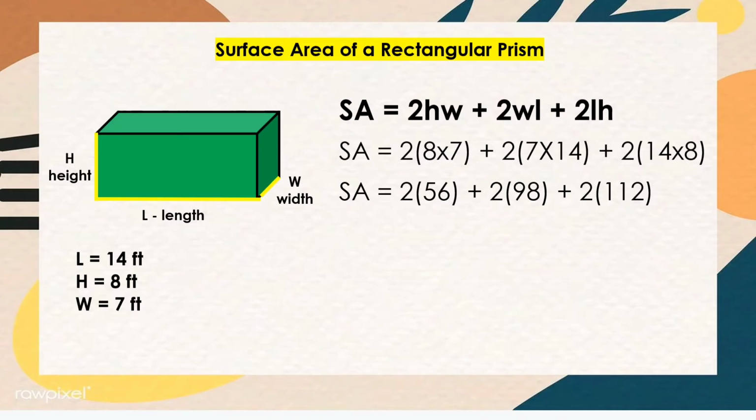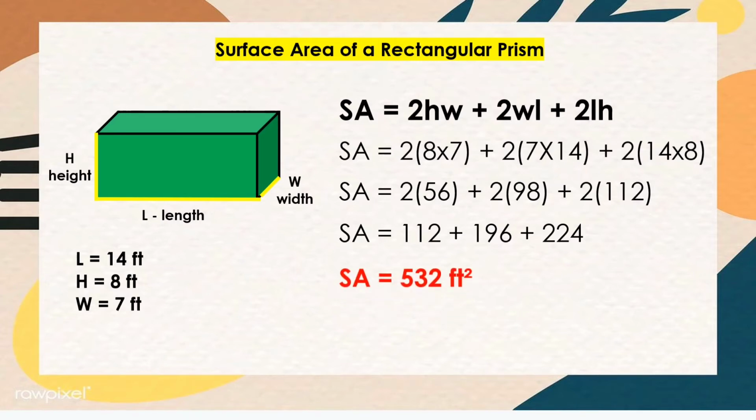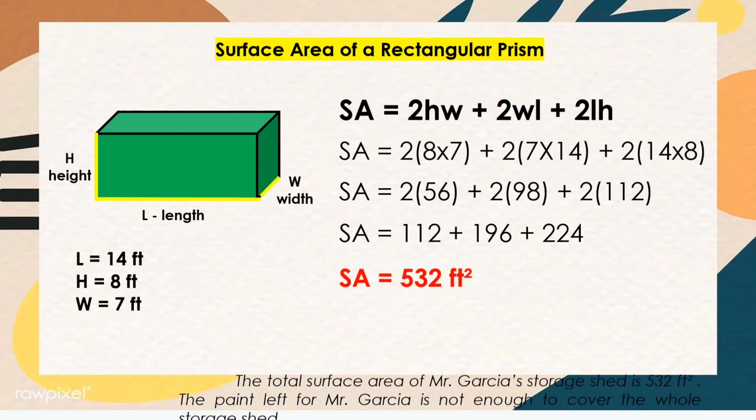Next, let us multiply it by 2. So 2 times 56, the answer is 112. 2 times 98 is 196. And 2 times 112 is 224. And the last step is to add 112 plus 196 plus 224. The answer is 532 square feet.